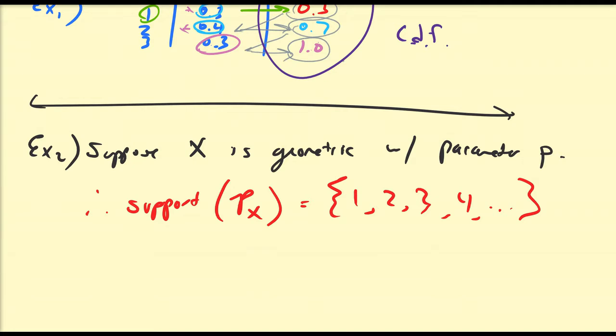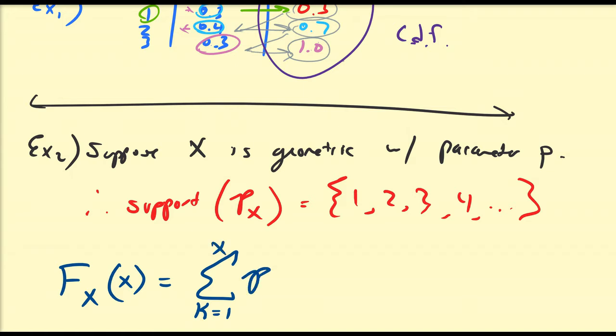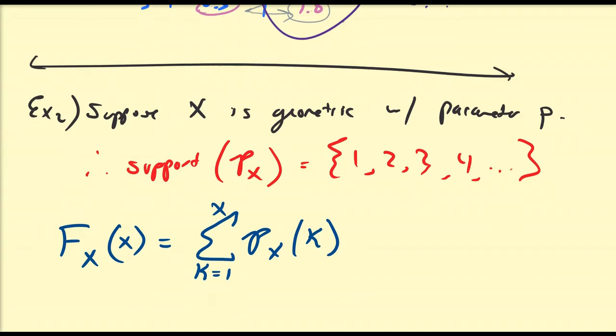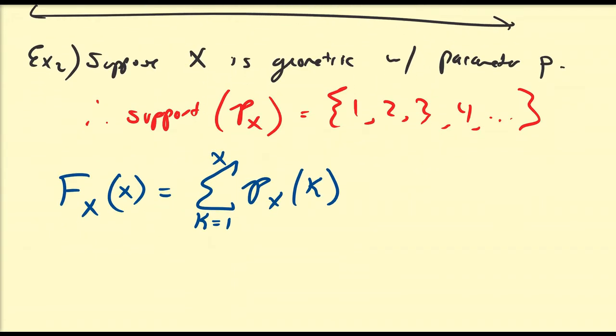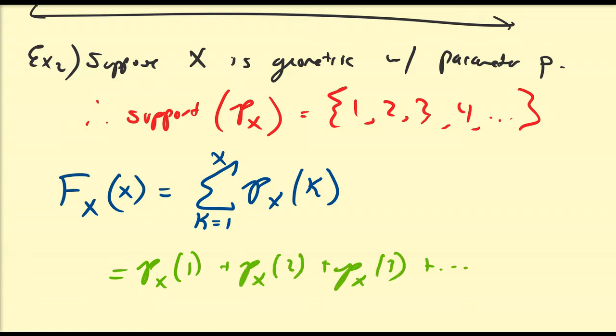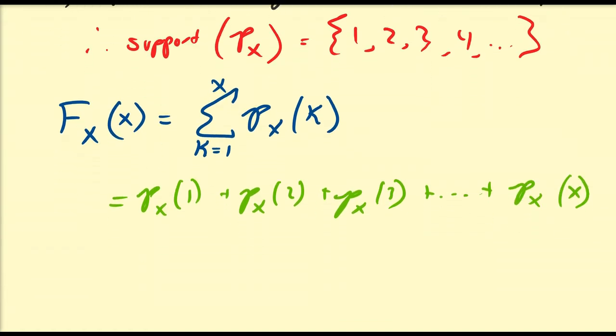All right, cool. So now let us calculate the cumulative distribution function for a geometric random variable, which by definition is the sum from k equal to the minimum of the support, which in this case is 1, up to whatever value of x we're interested in. So this is going to be equal to, by definition, p_X(1) plus p_X(2) plus p_X(3) plus all the way up to p_X of whatever number we're interested in, say x.